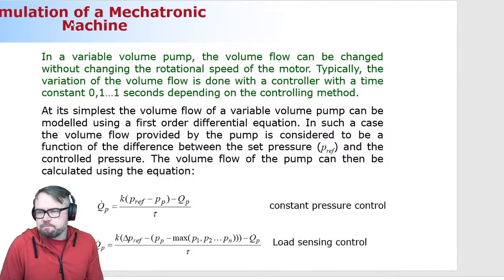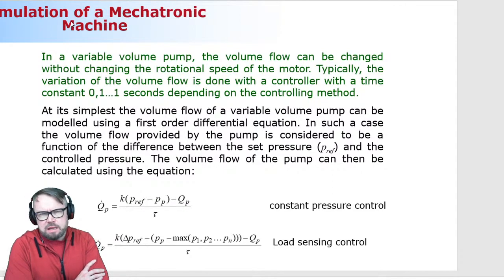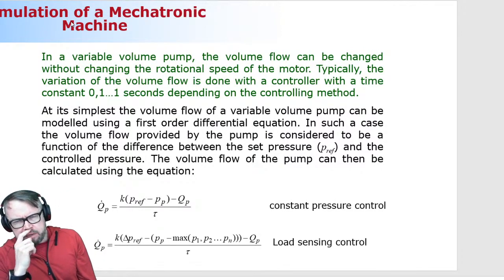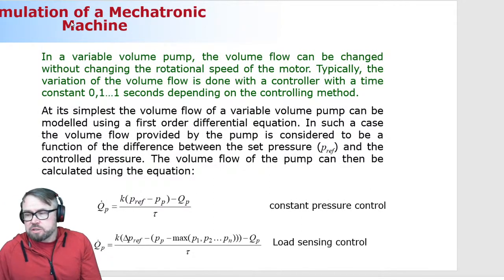How about the variable volume pumps? Now that depends heavily on what kind of scenario you're using in your control scheme. Today, because I'm using my finger to make the drawings, it may be a little challenging to make a good quality drawing, but we'll do our best. The first kind of scheme used in variable volume pumps is constant pressure control. Constant pressure control is very simple, and it works like this.